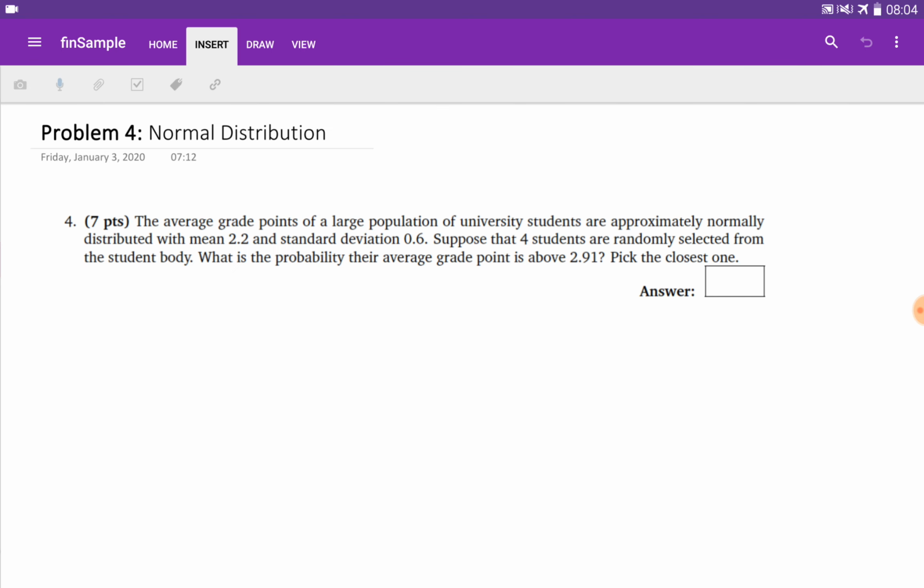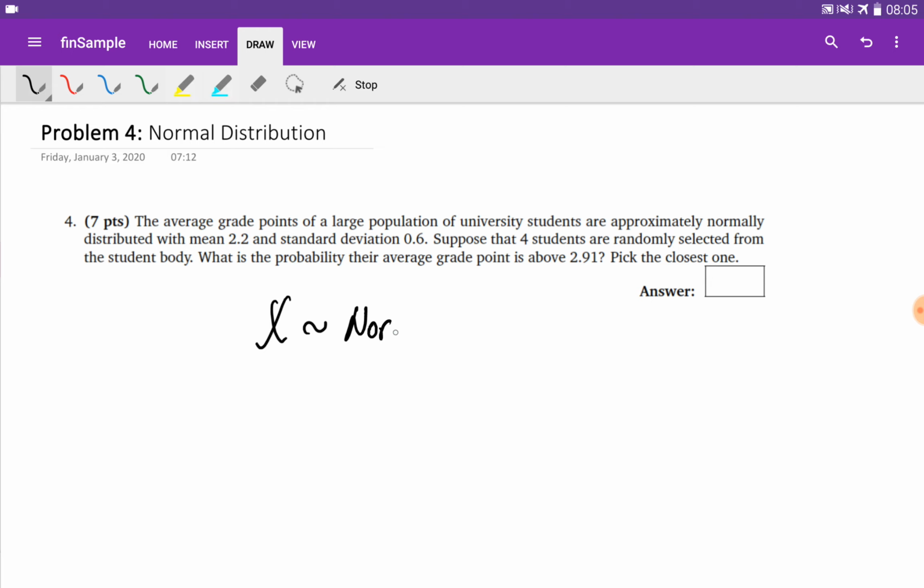Problem number 4 is about the normal distribution. The average grade points for the large population has a normal distribution, with the mean 2.2 and the standard deviation 0.6. Suppose that 4 students are randomly selected from the student body. What is the probability that their average grade points is above 2.91?